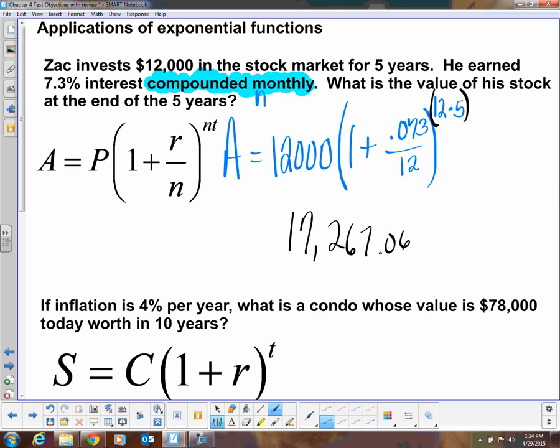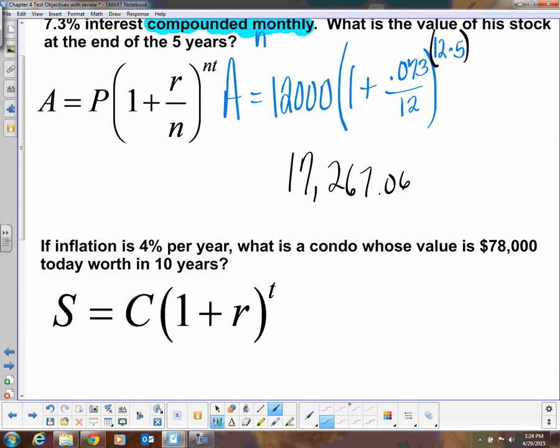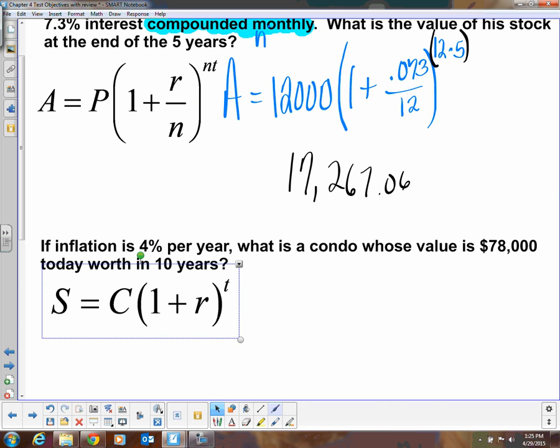All right. So now, what are we going to do for our inflation problem? This is future value. What do we do? What are we going to do here? This is even easier than what you just did. You just got out of college, you just got a new job, you just bought a condo for $78,000. Property is appreciating at 4% per year. If you kept your condo for 10 years, how much would it be worth?